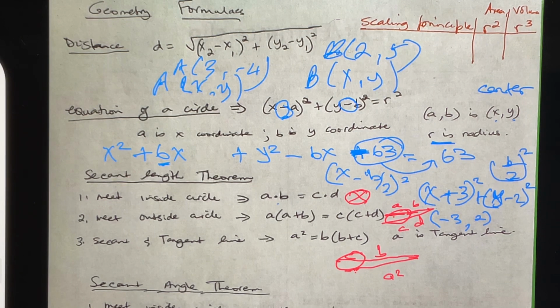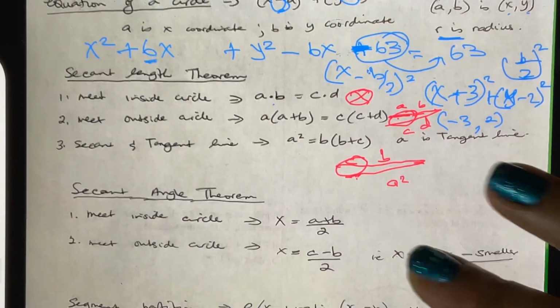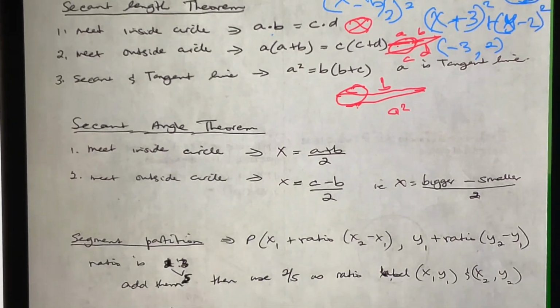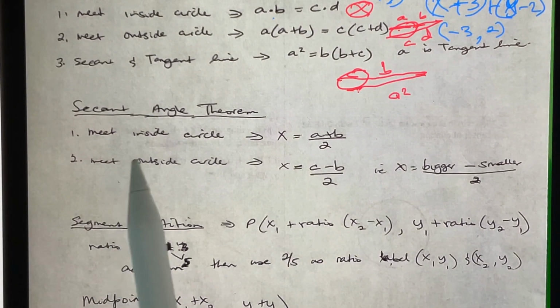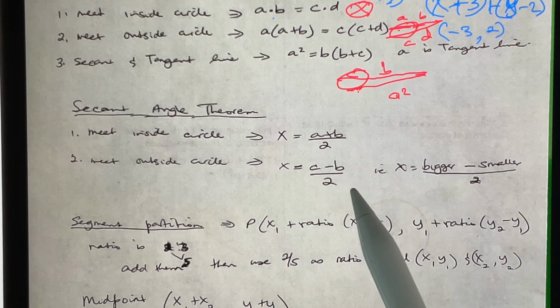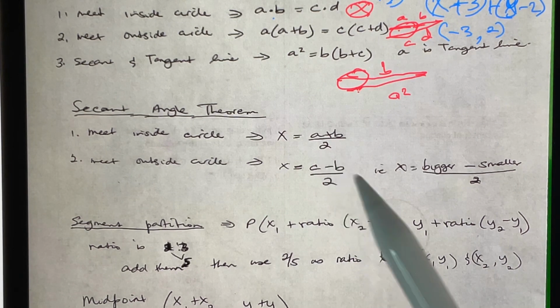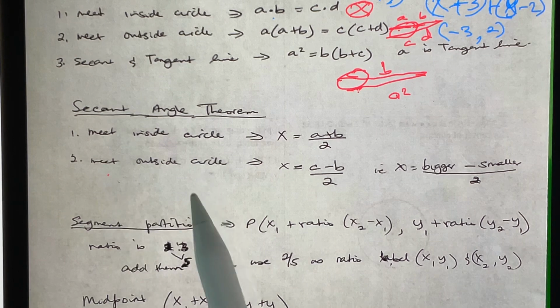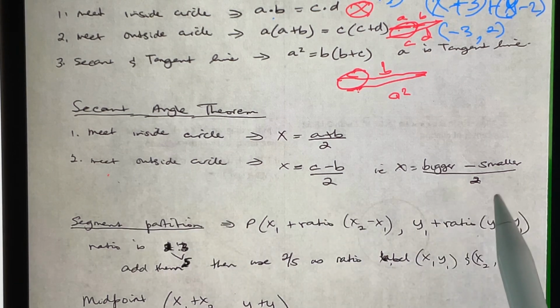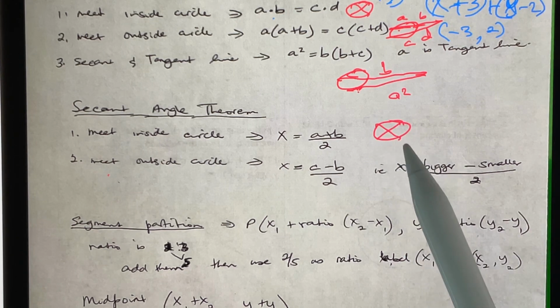The secant angle theorem, right? This one I'm going to talk about with you to discuss the secant angle theorem. Now, the secant angle theorem is a case where it meets inside the circle. All right. So you are taking the x plus the b over 2. You need to know that. For the one that meets outside the circle, the bigger minus the smaller divided by 2. Same scenario. The ones like this.